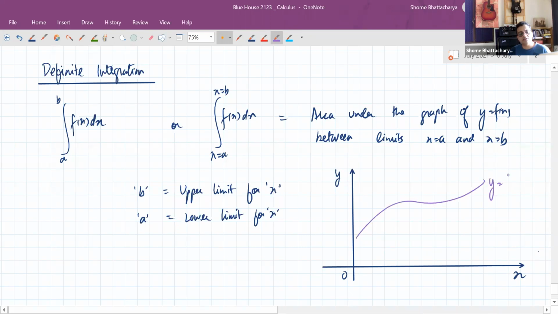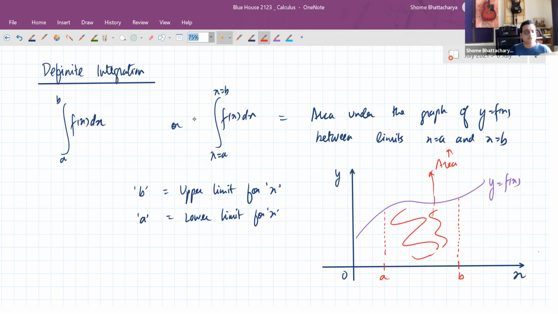So if this is, let's say, the graph of this function, and these are the limits a and b, then the area subtended by the graph, or the area enclosed by the graph between these two limits, this area is what we are talking about over here. So this is the area that this calculates.